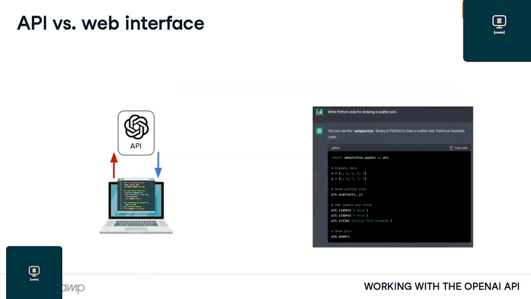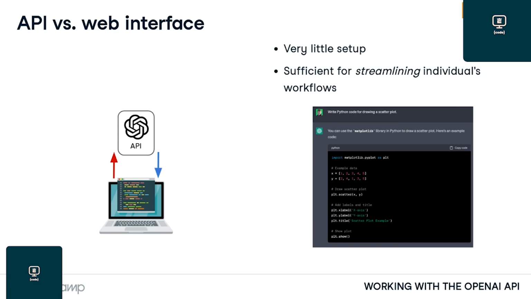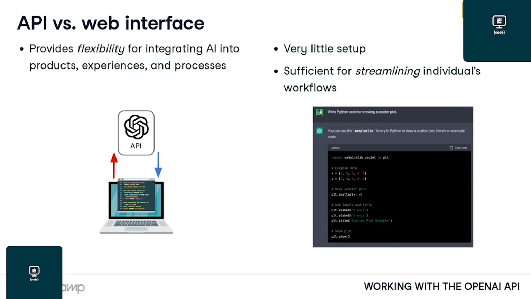Some of OpenAI's models, such as ChatGPT, can be used from the web browser. So what are the benefits of accessing them via the API? If we're looking to streamline our individual workflows using AI, then a low setup web browser experience is likely sufficient for our purposes. However, if we're looking to begin integrating AI into our products, customer experiences, or business processes, we'll need the flexibility of working with the API using a programming language.